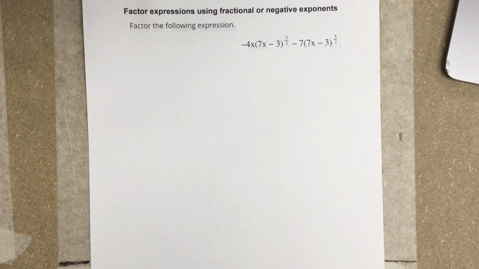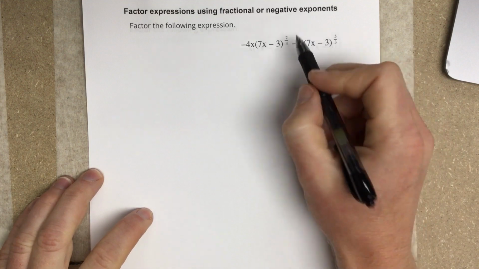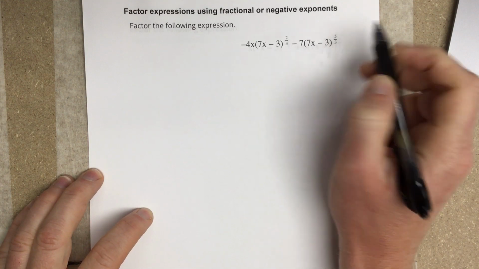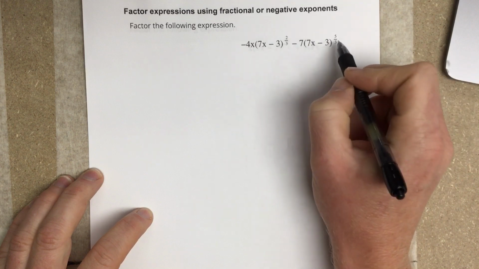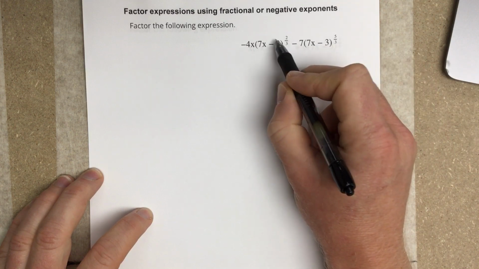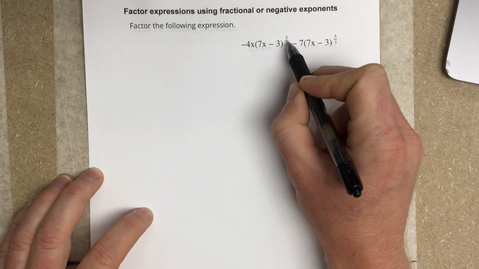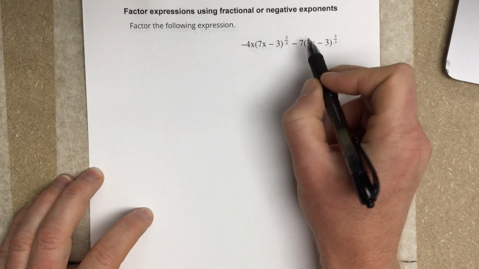In this video, we're going to factor expressions using fractional or negative exponents. You'll notice that we have fractional exponents here. We have 2/3 for an exponent and 5/3 for an exponent. So 2/3 is smaller than 5/3, so what I'm going to factor out of this expression is 7x minus 3 to the 2/3 power.